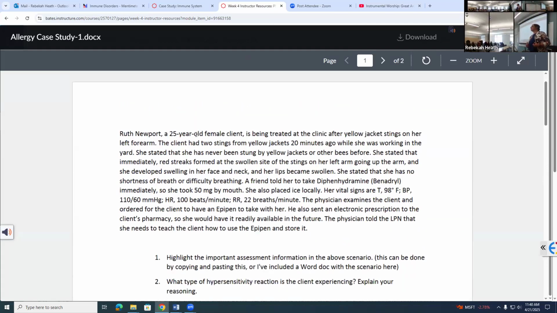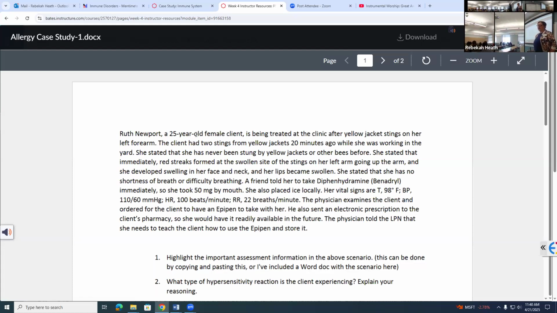Okay, so I'm going to go ahead and read this and you can read along with me. The scenario is we have Ruth Newport, a 25-year-old female client, being treated at the clinic. I took an old case study that I've used before and beefed it up, so I was making sure this was the right one. So you're the one working in the clinic. She's being treated after a yellow jacket sting on her left forearm.